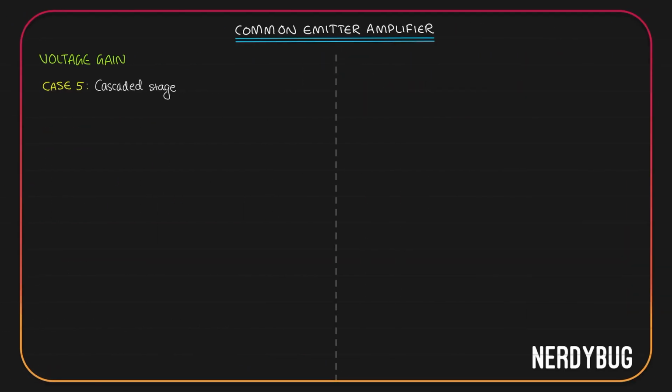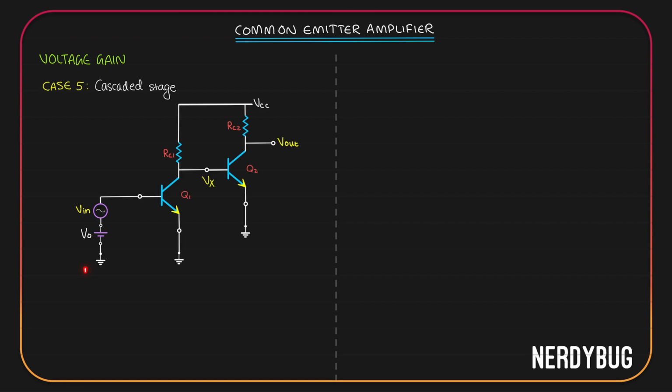Let's go to case 5 of calculating the voltage gain of a common emitter amplifier. Cascaded stage, which basically means I will take the output of a common emitter amplifier and give it as an input to another common emitter amplifier. This is the first stage and this is the second stage. Output of the first stage is taken from its collector and it is given to the base of the second stage. Final output is taken from the collector of the second transistor.